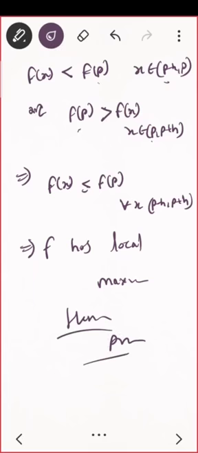Is that clear? Is the proof clear to you? It was quite easy. That was not at all difficult. Yes.